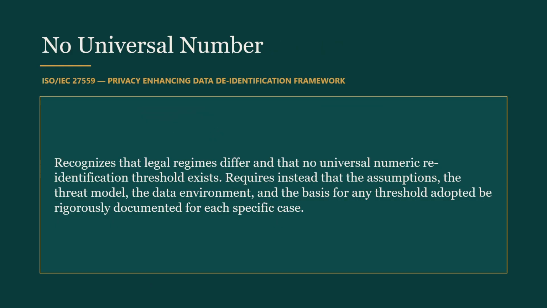If the last several slides left you hoping someone would finally just publish the correct number, here is the international consensus, and it is a refusal. The ISO and IEC standard 27559, the Privacy Enhancing Data De-Identification Framework, acknowledges that legal regimes across jurisdictions differ in what they demand, and declines to specify a universal numeric threshold.